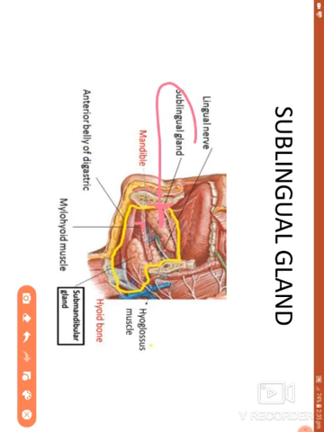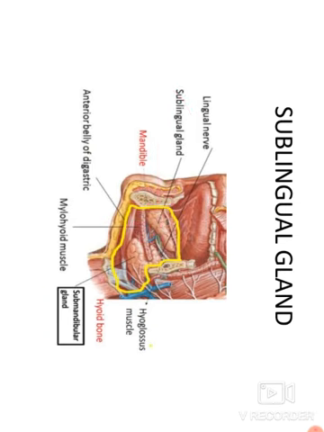So the sublingual salivary gland in the sublingual fossa forms a lateral relation. Inferiorly you can see the mylohyoid muscle. Posteriorly you can see the submandibular duct and the lingual nerve.